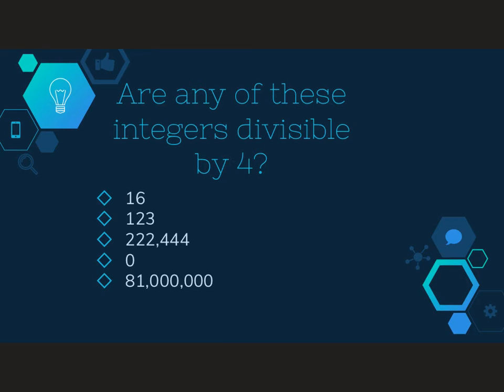So are any of these divisible by 4? Let's look at the last 2 digits. This one only has 1 digit, the last 2 digits, and are they? So pause, take a moment and see what you think. 16 is divisible by 4, 44 is, 0 is, 0 is. So those are the 4 that work for that case.